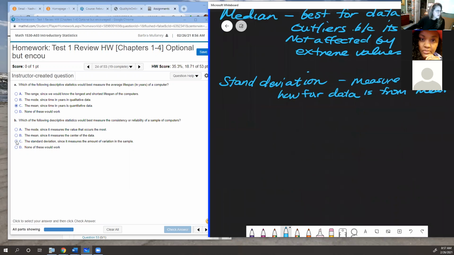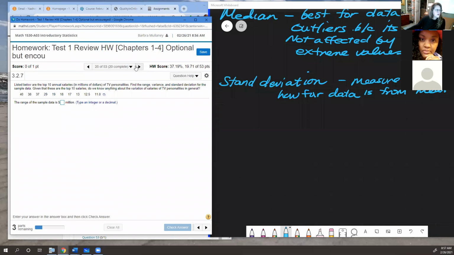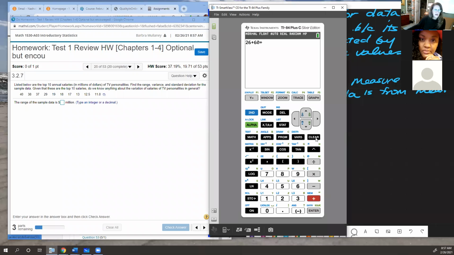Okay, now here, this is just using our calculator for the one variable stats program. Shall we all try this one? All right, calculator activity here. We have the top 10 annual salaries in millions of dollars of TV personalities. Find the range, variance, standard deviation. All right, so let's go ahead and practice here with our calculator.